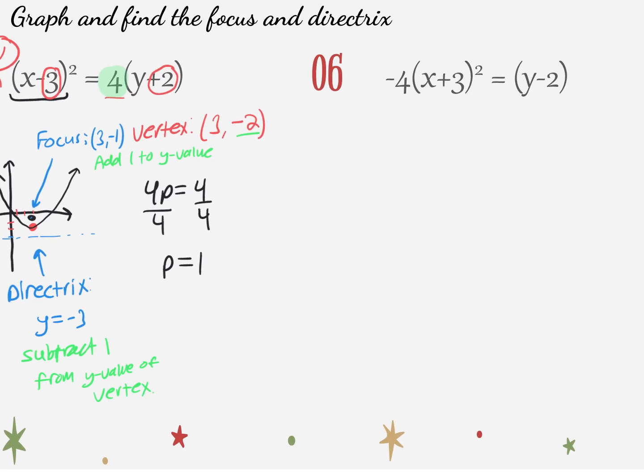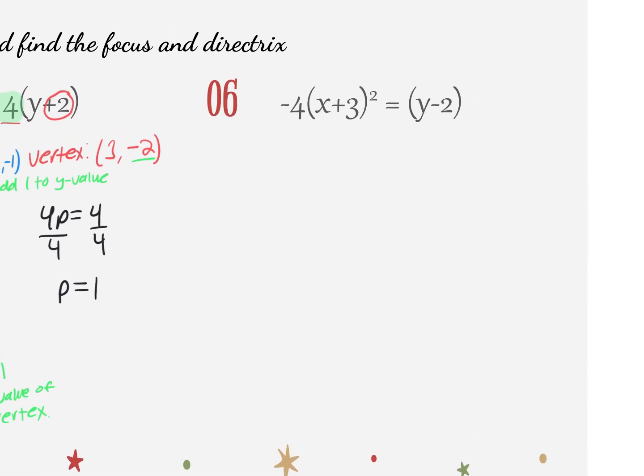But let's try the same thing with the next one, all right? This one's not in standard form, so what we're going to do is divide by -4. But then once again, when you divide by -4, that's the same as multiplying by -1/4. So then I get x plus 3 squared equals -1/4 (y minus 2).